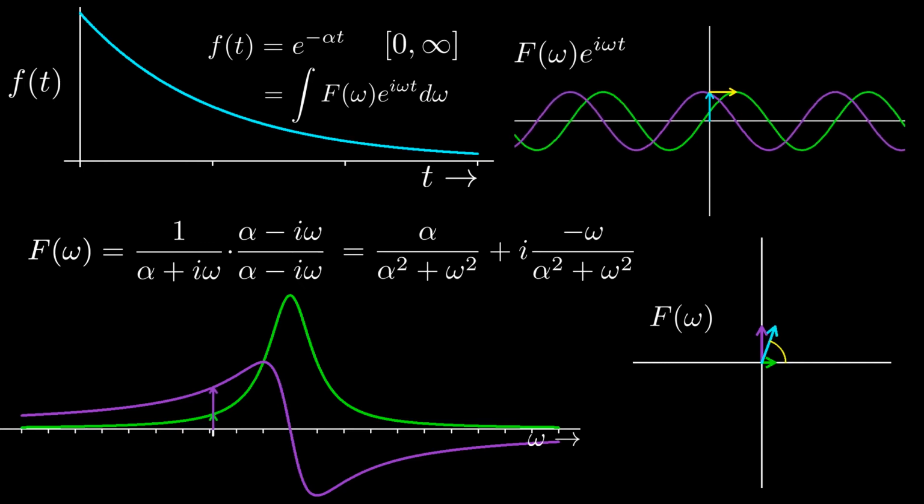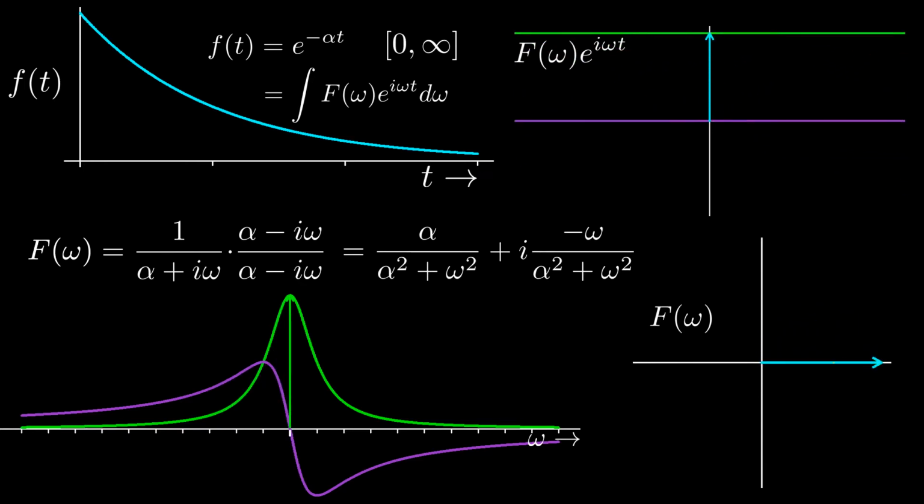Notice this particular frequency here. This is omega equals 0. If we plug 0 into our complex exponential, it just becomes 1, and we're left with just big F of omega, which is a complex constant. This is called the DC offset.